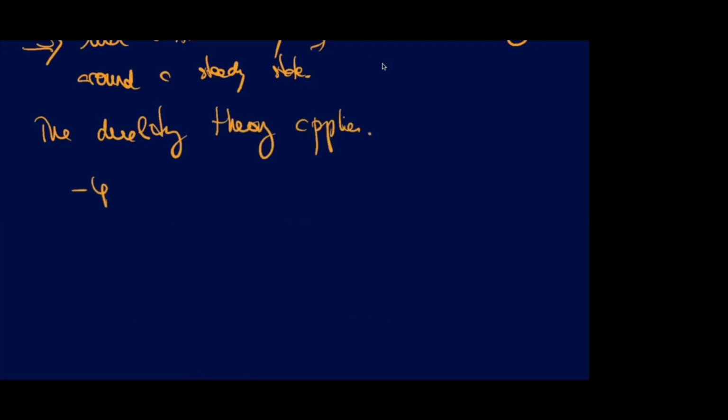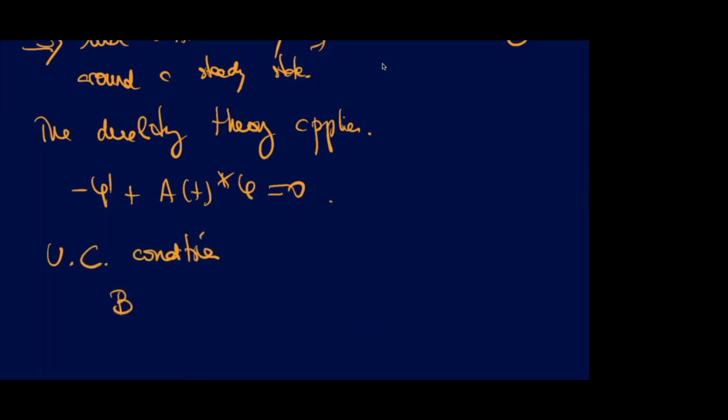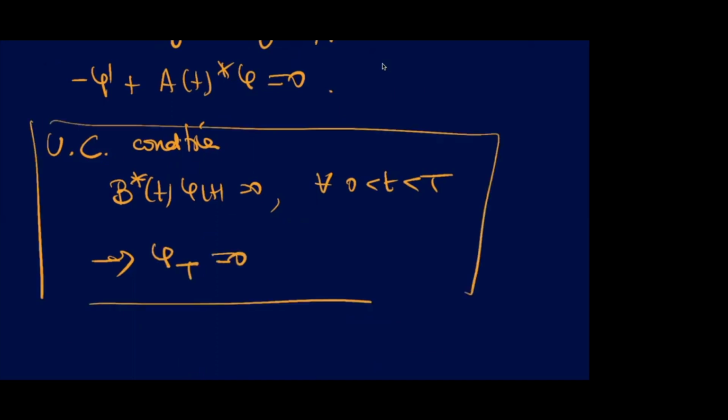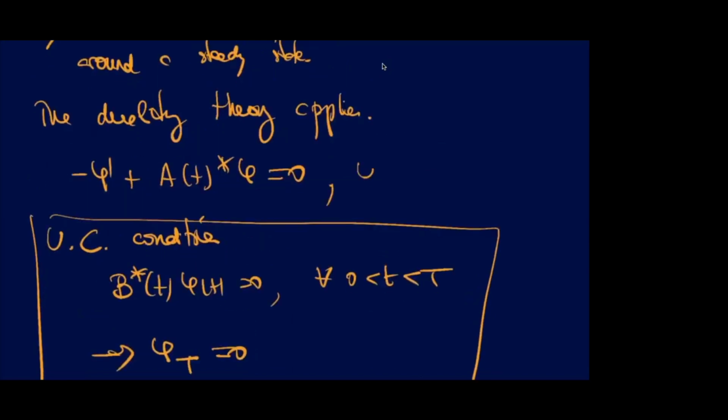Because then I simply consider this a joint problem, right? And the only thing I need is the unique continuation condition, which says that if B star t, phi t is equal to 0 for all t, then phi t is equal to 0. This is what I need, right? That's the only thing you need to check.